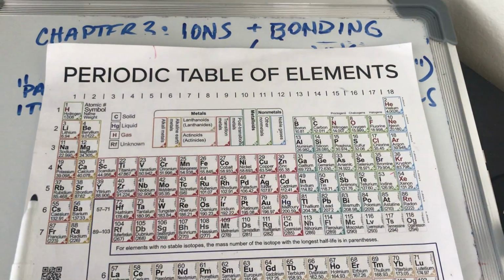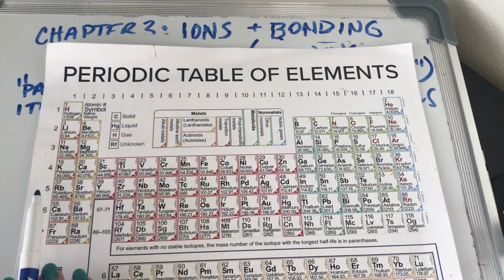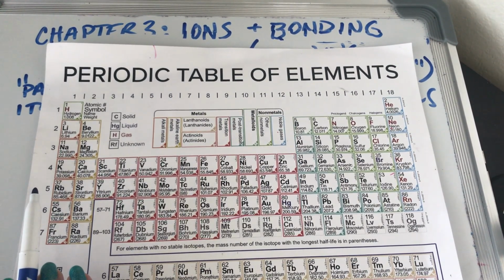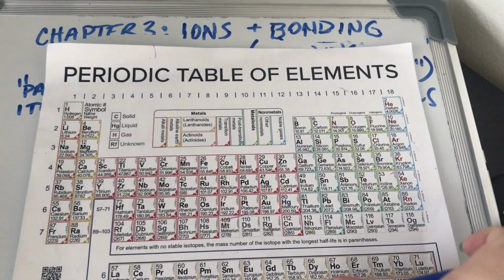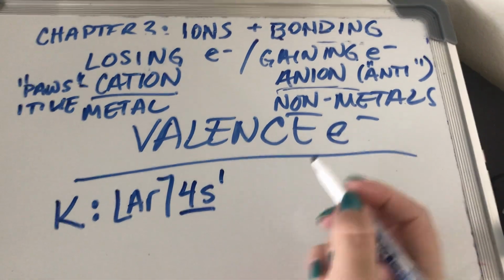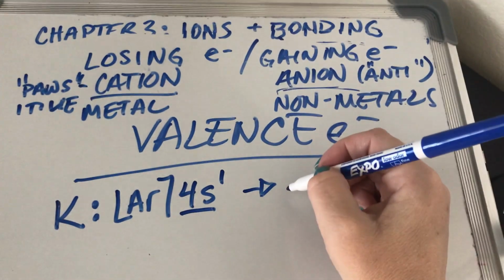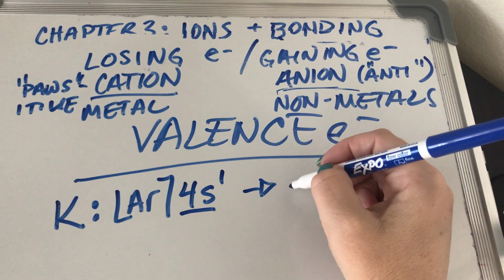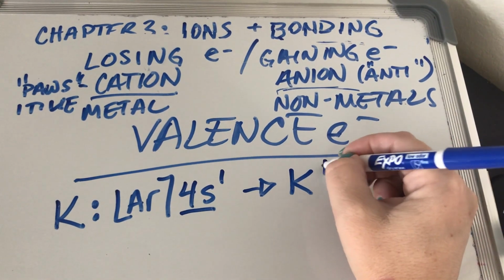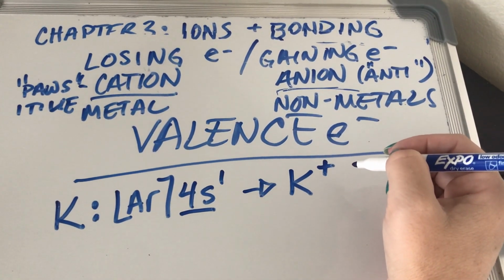Because it's in the first column, or the first group. Group 1 will always have one valence electron, right? Everybody okay with me? So, if it only has one valence electron, how many electrons can it lose? One. Just one, exactly. So, if potassium loses this electron, what's its charge? Positive. So again, in our ionic notation, we write the symbol and the charge as a superscript.